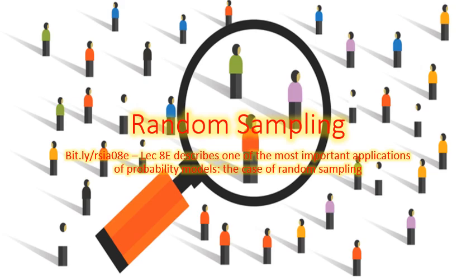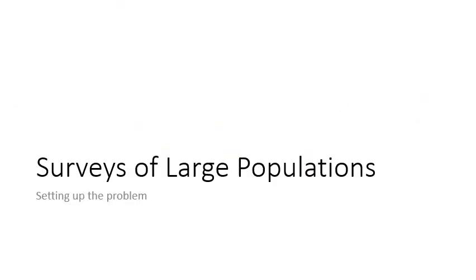Bismillahirrahmanirrahim. In this last portion, E of Lecture 8, we will describe one of the most important applications of probability models, and that is random sampling. We are often in a position where we need to find out something about very large populations, and it is impossible to go and collect information for every single person. For this purpose, we take surveys which take a small sample and try to get information about the bigger population.